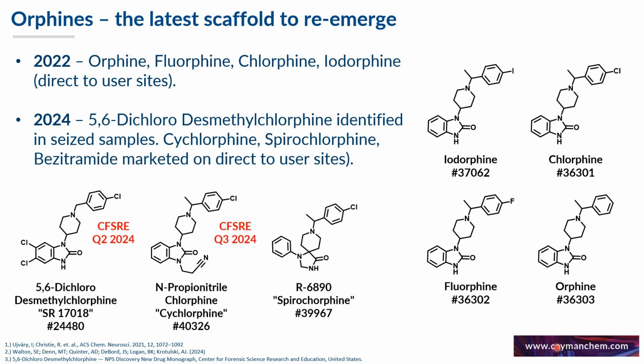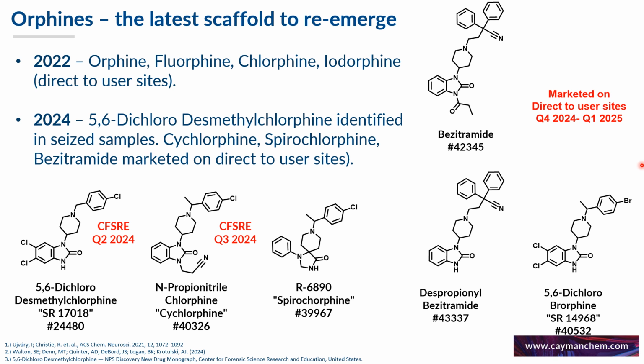And then as early as Q1 of 2025, 5,6-dichlorobrorphine began popping up on direct-to-user sites, and that standard is about to be released. We just recently released bizitramide and its active metabolite, despropionyl, as well. So these are some of the latest opioid scaffolds and standards to be on the lookout for in your forensic case samples.